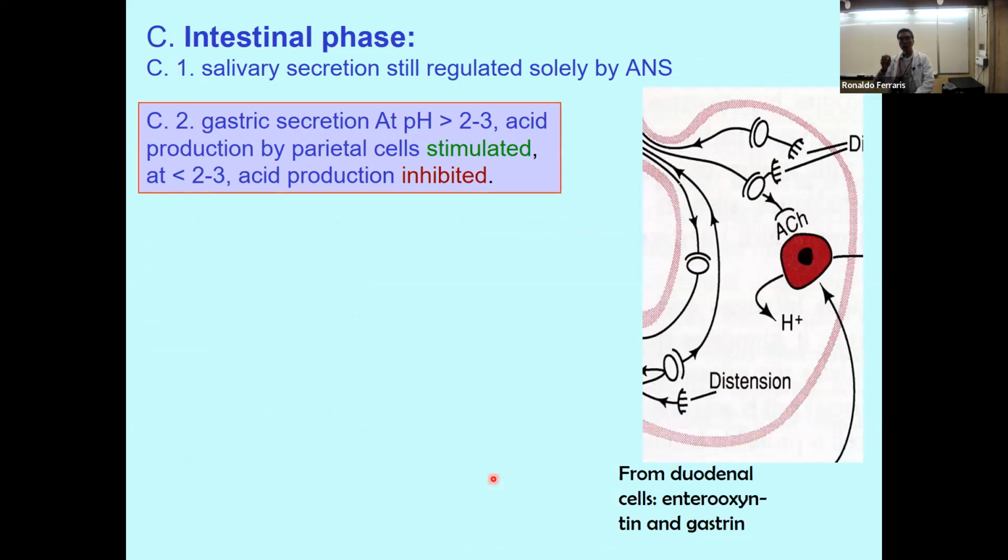So now we are in the intestinal phase. Salivary secretion is still regulated by the autonomic nervous system. Throughout, the salivary secretion is regulated by the vagovagal reflex, or the long reflex.